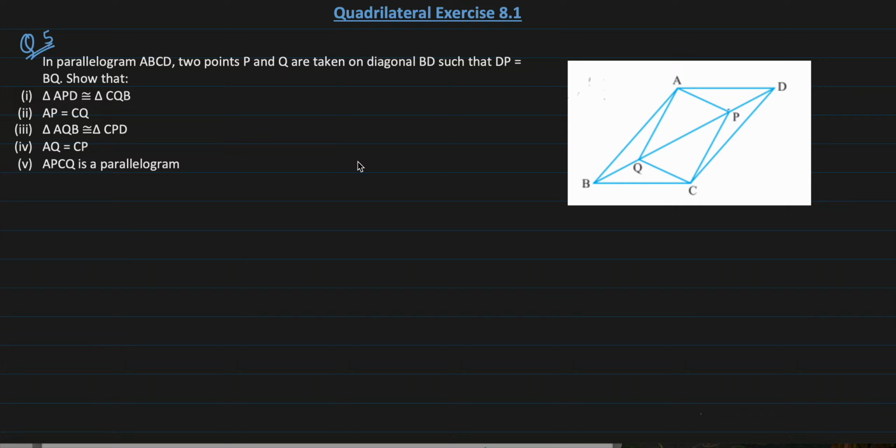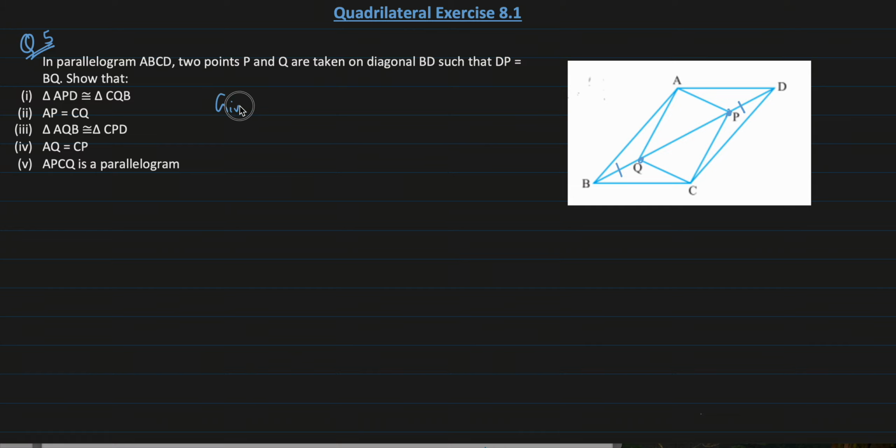Students, this is question number 5 of your NCERT book, exercise 8.1, chapter Quadrilateral. So let's read the question. In parallelogram ABCD, P and Q are two points taken on the diagonal BD such that DP equals BQ, and you have to prove so many points. So let's begin with the first part only.